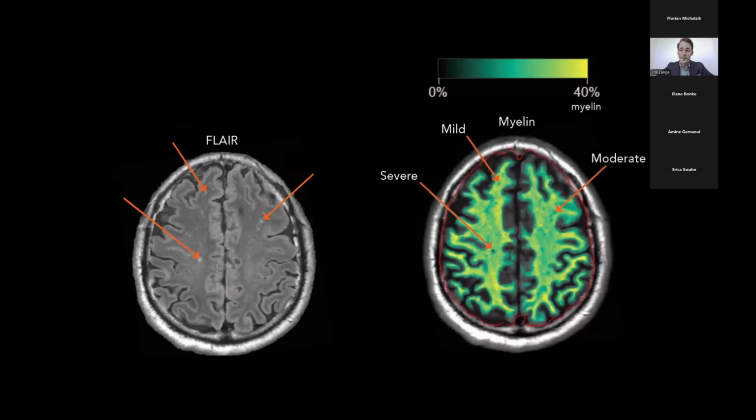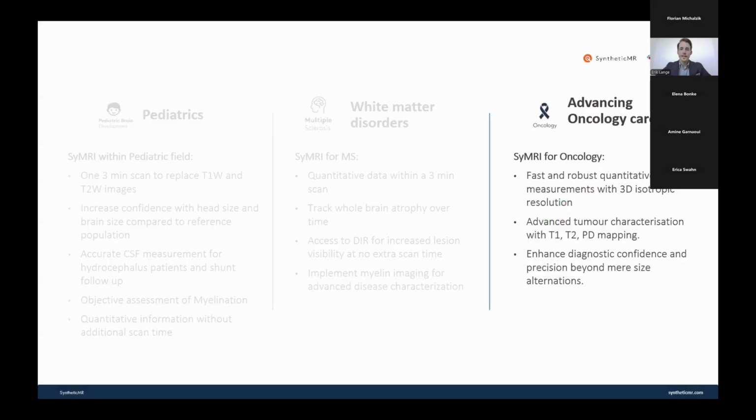When we look at the myelin map here, we can clearly see the difference in severity in those 3 lesions, going from mild to moderate to severe or almost complete demyelination. I don't have that much time left, so I will move over to the last area, the third area that I briefly want to mention.